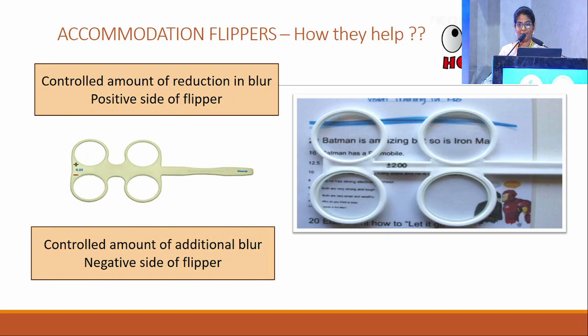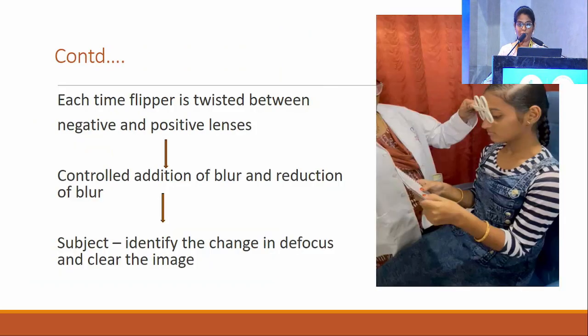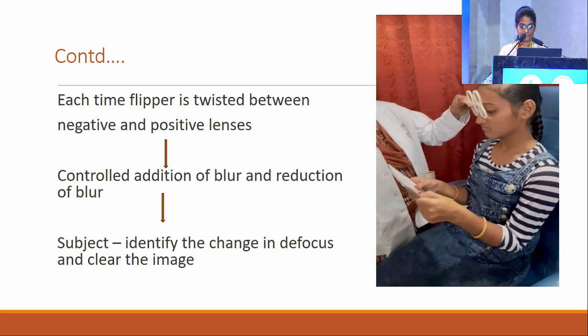Now, flipper glasses: these are two pairs of glasses, one pair of plus lenses and one pair of minus lenses. When we see through the positive side of the flipper, there is a reduction in the blur, and when we see through the negative side of the flipper, there is an additional blur induced. So, when we flip between these two lenses, positive and negative, there is a controlled amount of induced blur and a reduction in the blur. So, the subject has to identify the change in the defocus and try to clear the image. By clearing the image, the accommodative system is stimulated.